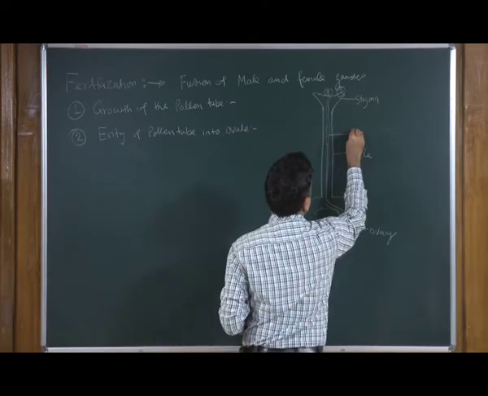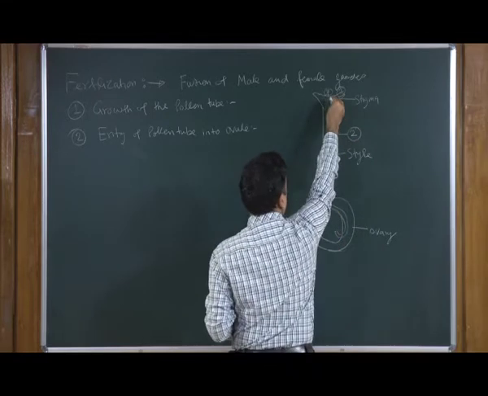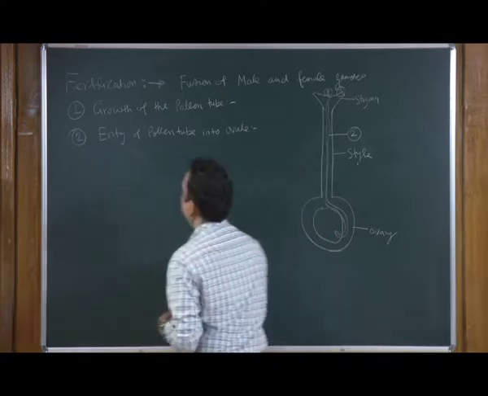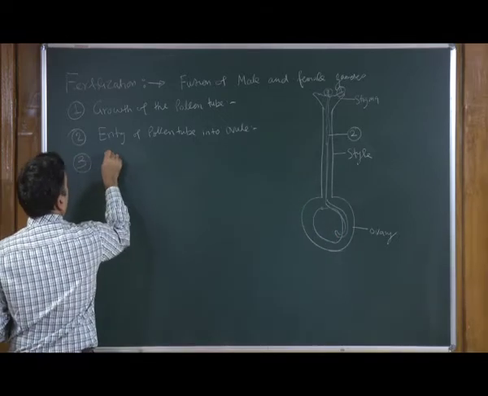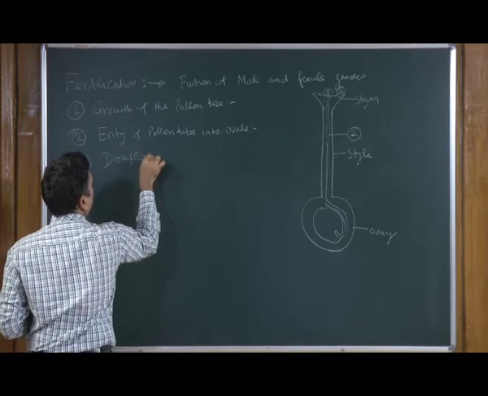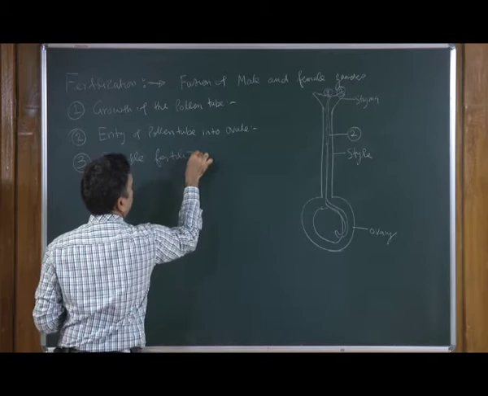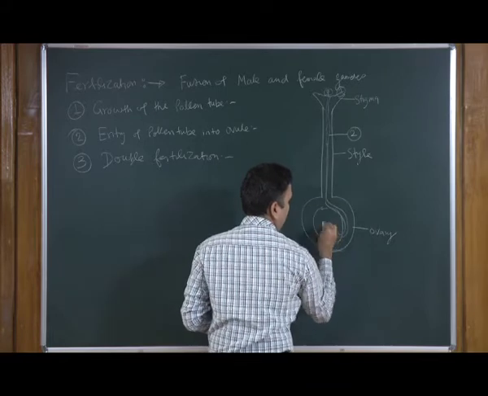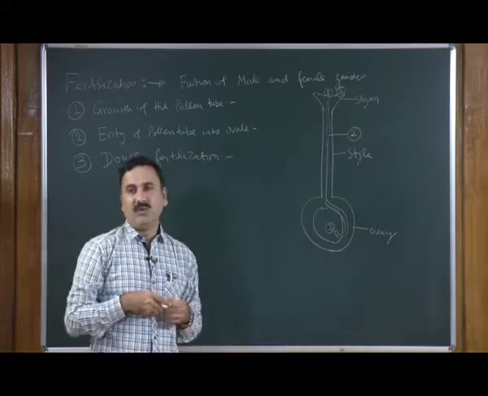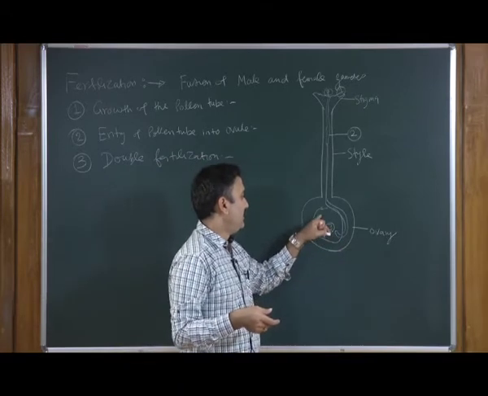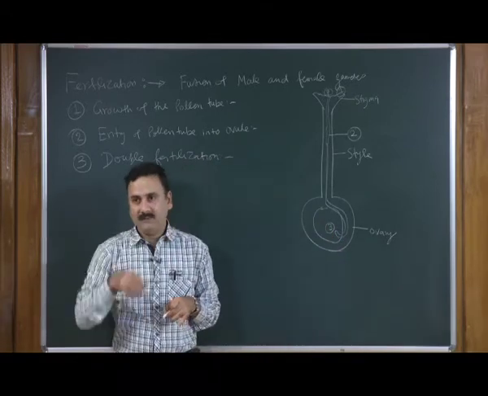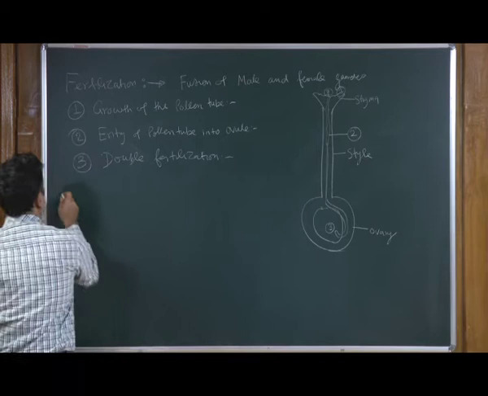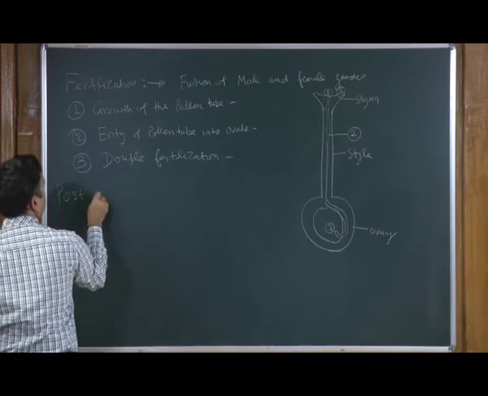This is the second step, when the pollen tube travels all the way from the stigma, through the style, and then enters into the ovary. And number 3, it is called the fertilization, when there is a fusion of male and female gametes. This is the third step, where the male gametes are released from the pollen tube and then fuse with the female gametes.